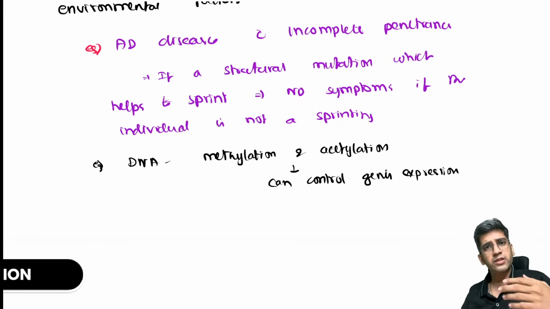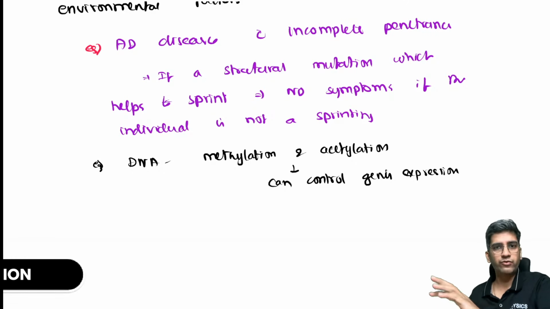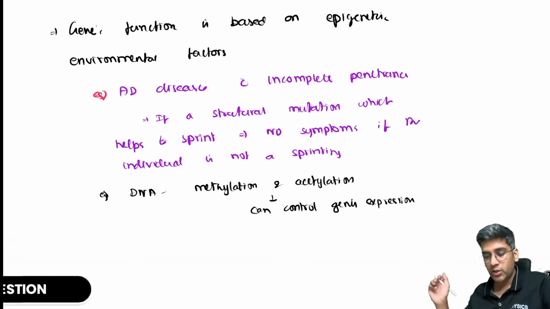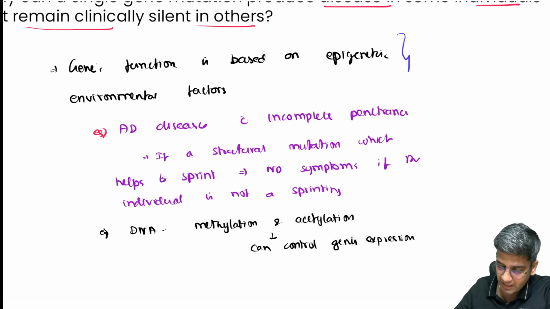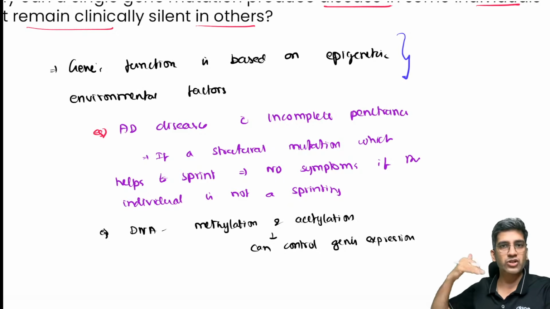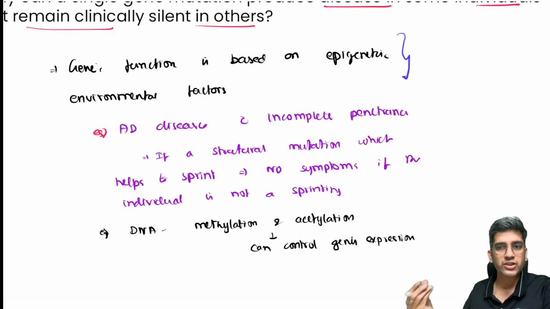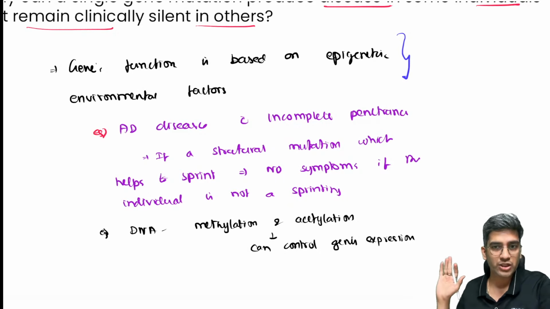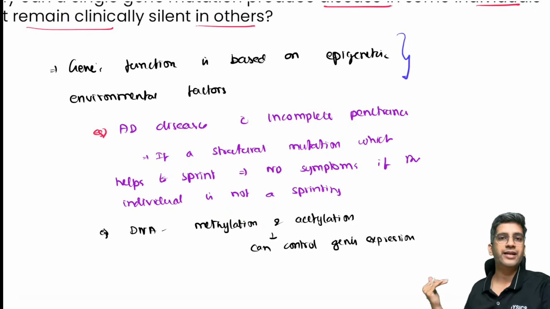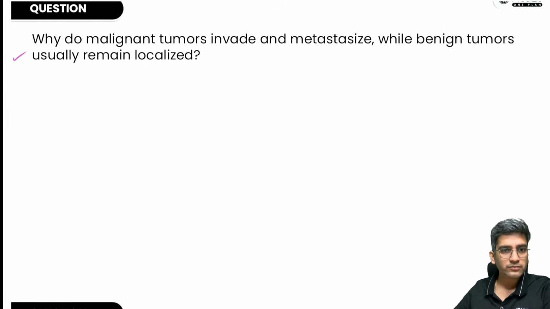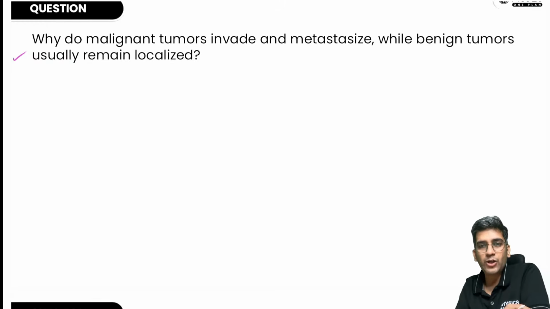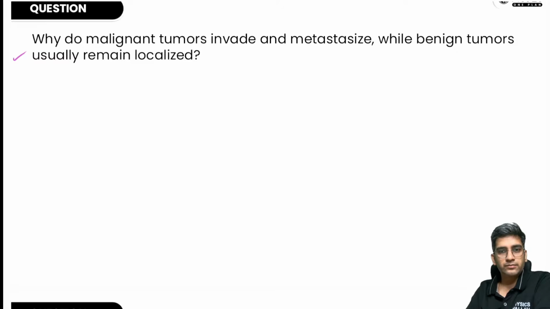There are lots of things. I'll put them in the notes which I'll give to you, lots of them. But these two are something which a doctor should know and you should be able to write. For a reasoning why question, I'll be more than happy if you write this, because the gene's function is based on epigenetic factors, based on environmental factors, not just the gene mutation alone. That should be more than enough. But if you can explain, it will be great. Fine. Okay. Next. Anyone? It's a simple reason. Why do malignant tumors invade and metastasize while benign tumors remain localized? Anyone?